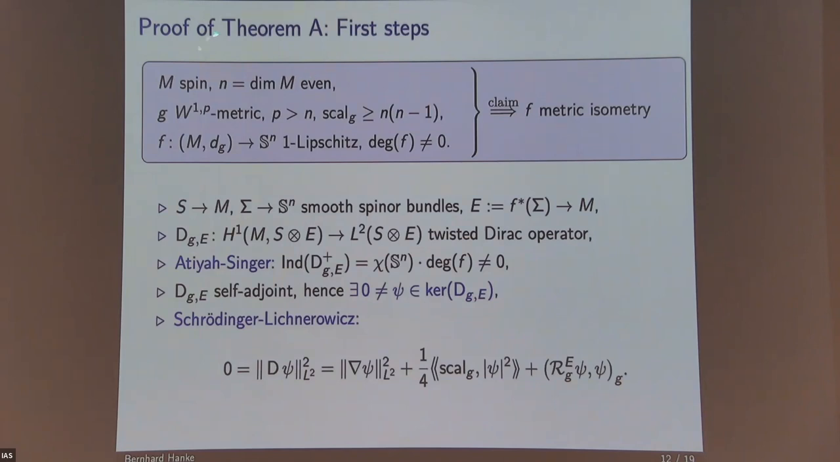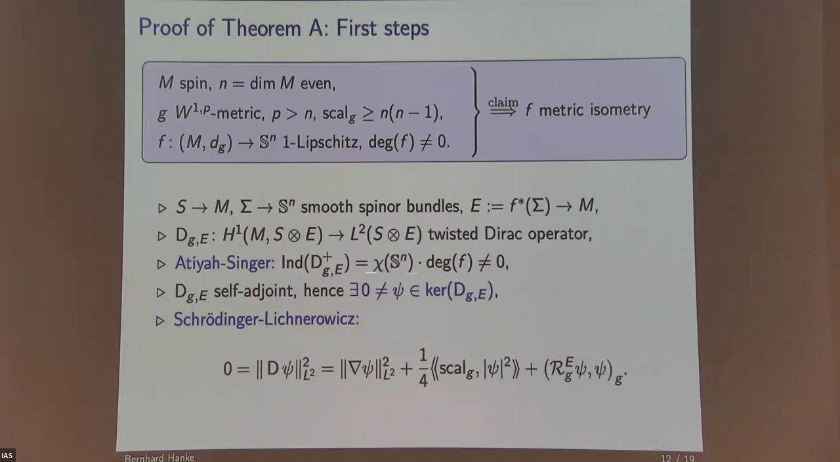Okay, so how do we prove Theorem A using our ingredients? Recall the statement. We want to prove that if we have an even-dimensional spin manifold with a metric of low regularity with a lower scalar curvature bound, and we have a 1-Lipschitz map of non-zero degree, then F must be a metric isometry. As before, I take the spinor bundle over M, then the spinor bundle over S^n for the standard metric, and I pull back this bundle along F to get a Lipschitz spinor bundle over M. So I write down the twisted Dirac operator for this situation.